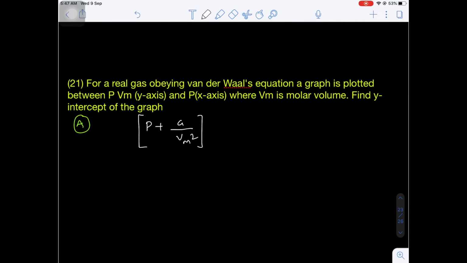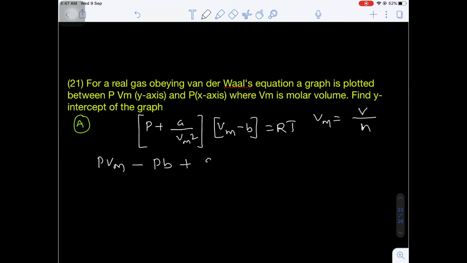Are you getting my point? That means total volume divided by the number of moles, the volume occupied by 1 mole, is the molar volume. So (P + a/V²)(V − b), that is (P + a/Vm²)(Vm − b), equals RT. Expanding this, P times Vm minus P times b, next to P a by Vm, minus ab by Vm² equals RT.